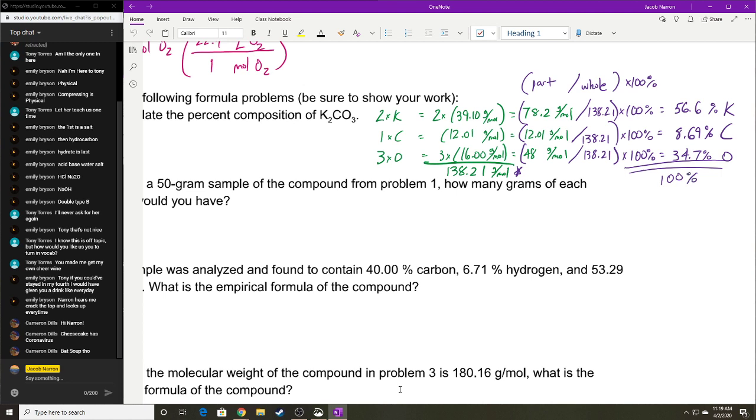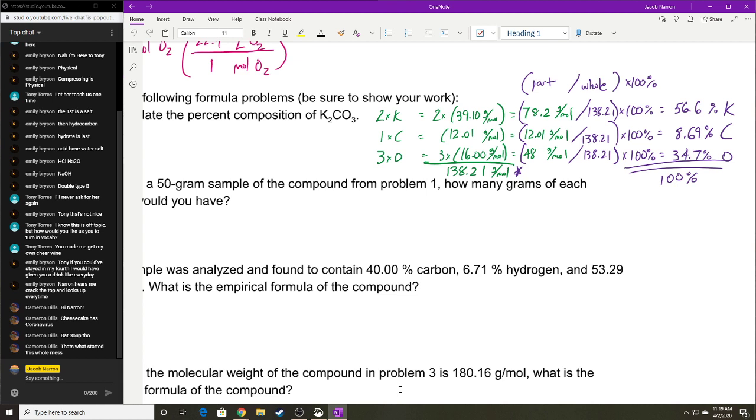Now, if you get 99.99%, that's still 100. But if you ever get something that's not 100, you've done something wrong. Okay, so I showed my work. I'm going to put a box around my final answer over here, of all my percentages, and I'm going to go on to the next one.